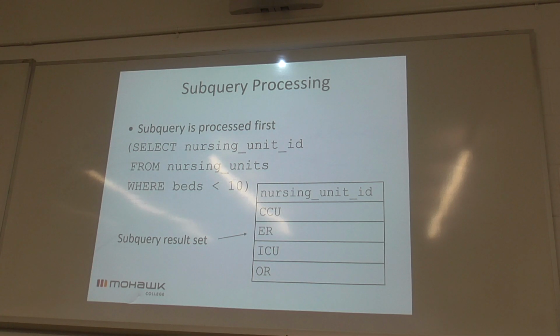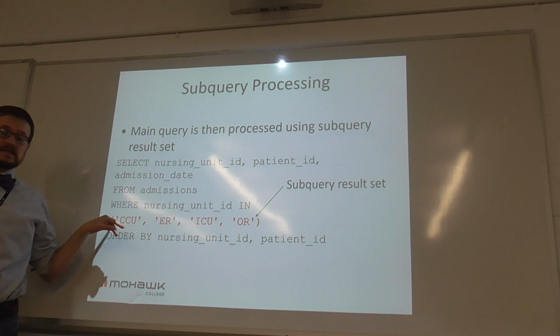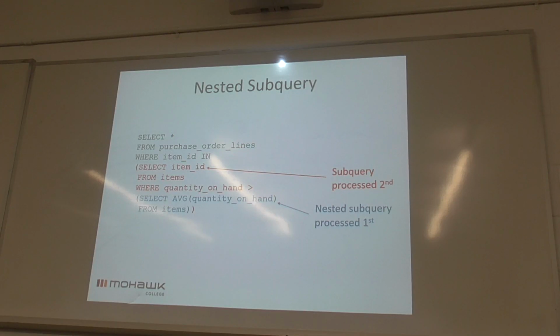So, here's an example of what might result from the subquery. Nursing unit ID might be CCU, ER, ICU, and OR. We then match, basically that gets substituted in as an array, right? In the same way that a single value was substituted in as a single value, multiple values get substituted in as an array. We satisfy the syntactic requirements of the in operator, and so we go.